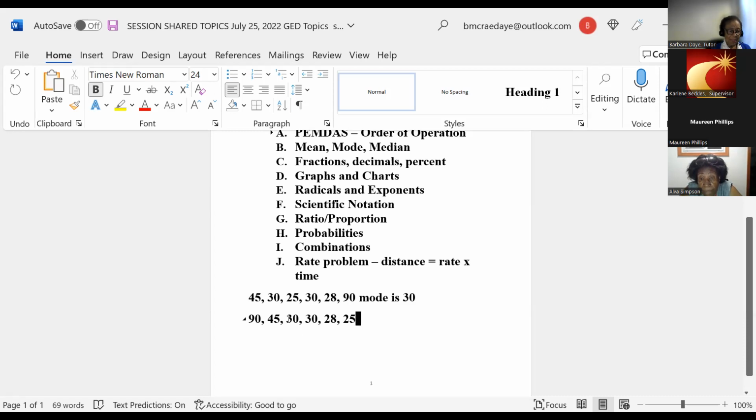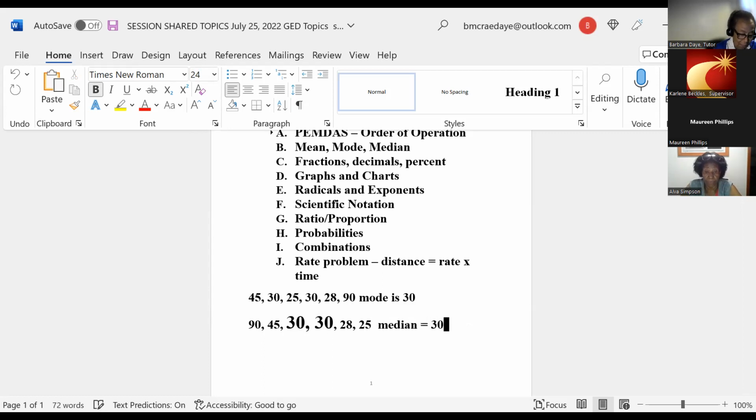Yes. And this is six items. That means two items in the middle. So let's just take these two items, make this bigger. Those two items add up, divided by 2. So what is the median, Alva? 30. That's right. It'd be 30 plus 30, divided by 2, and that's 30.